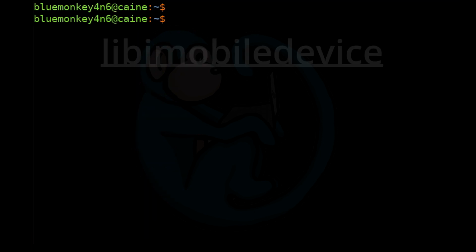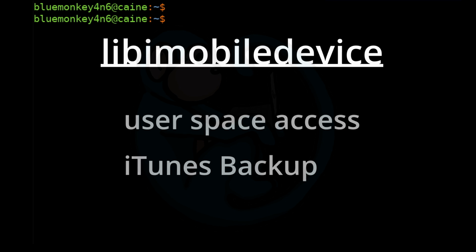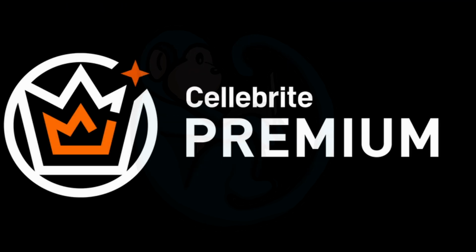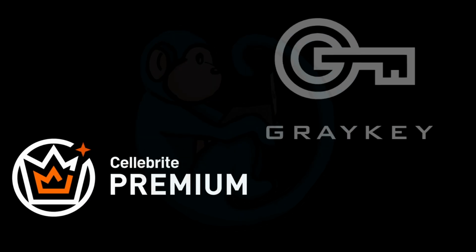So by using the libimobiledevice set of tools on Linux, we are able to mount an unlocked iOS device and obtain some user space files. We can go to the next level and obtain an iTunes backup, which will get us the user space files in addition to some system files. But unfortunately, if you want to get everything on an iOS device, you will need to get a full file system extraction, which as of the time of this video is only available from tools like Cellebrite Premium or the Grayshift GrayKey. And both of these tools are very expensive and only available to law enforcement, so good luck to you.